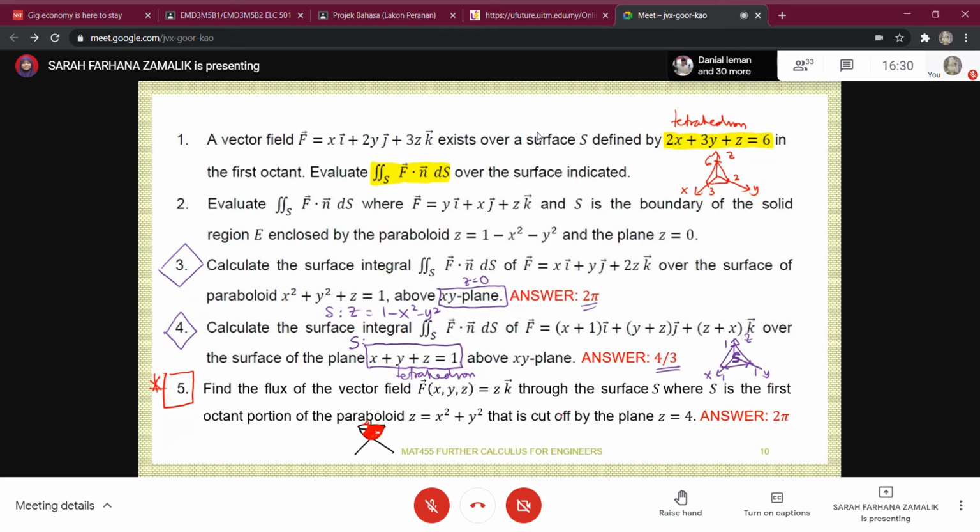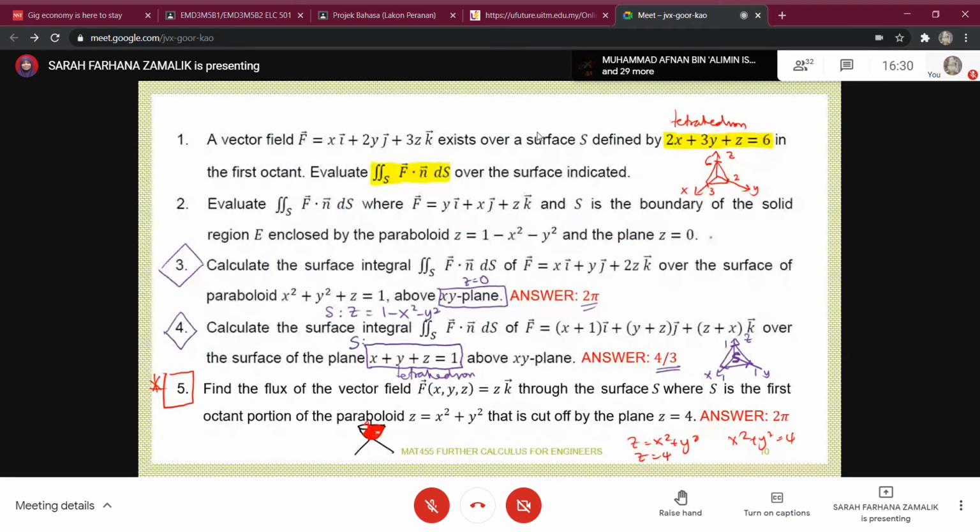Yes, atas ni 4. So bila nak tengok projection dia, barulah kita tahu dia punya radius berapa sebab ini z equals to x square plus y square. Satu lagi z equals to 4. So when z equals to 4, you get x square plus y square equals to 4. Then you know projection dia mesti circle. Hence you get your r from here because x square plus y square is r square.